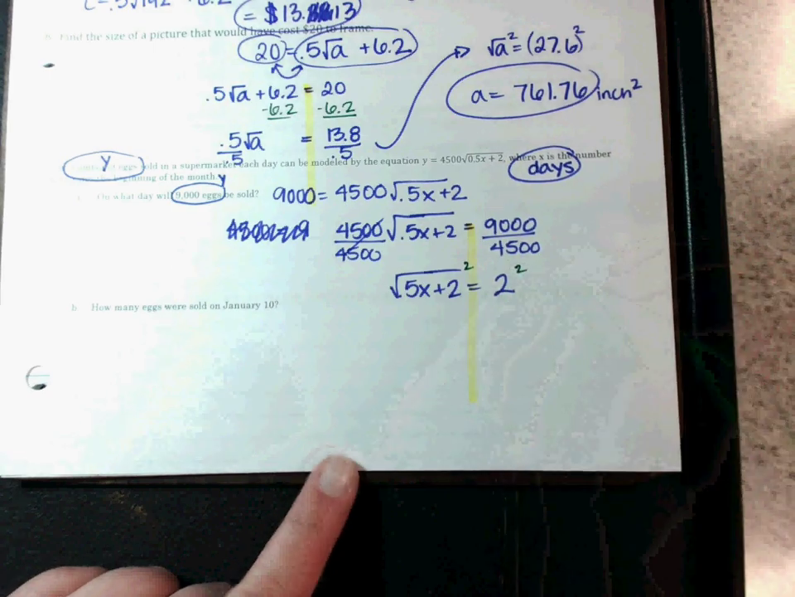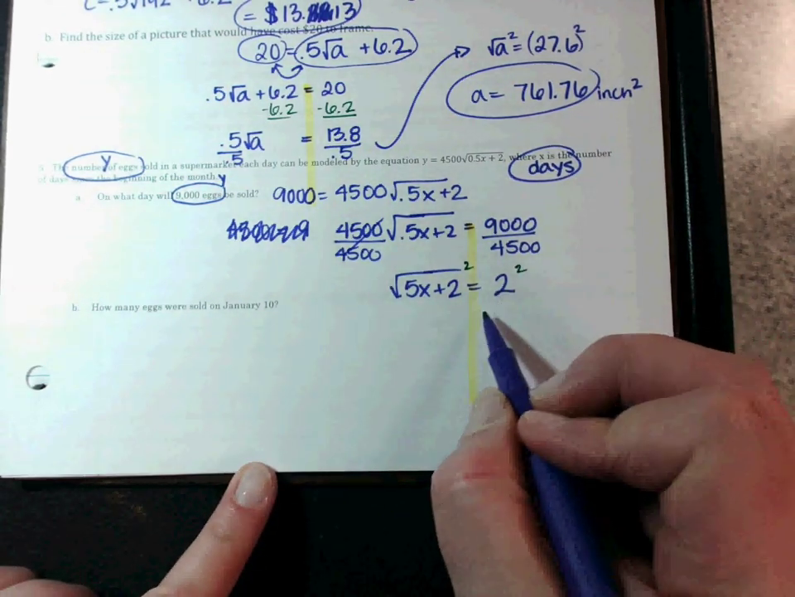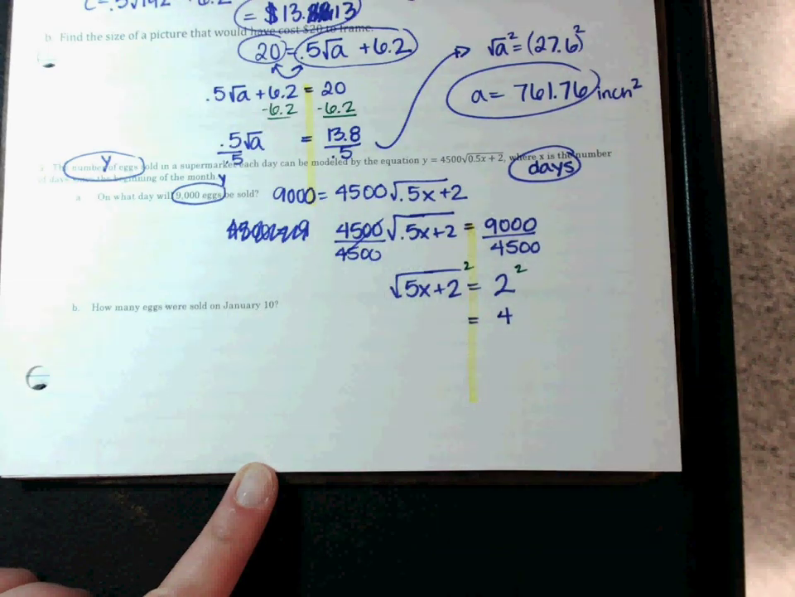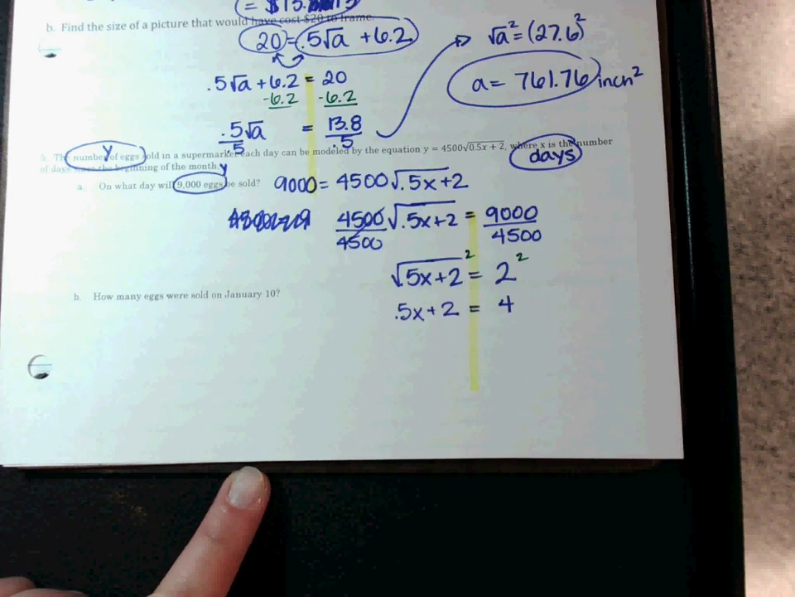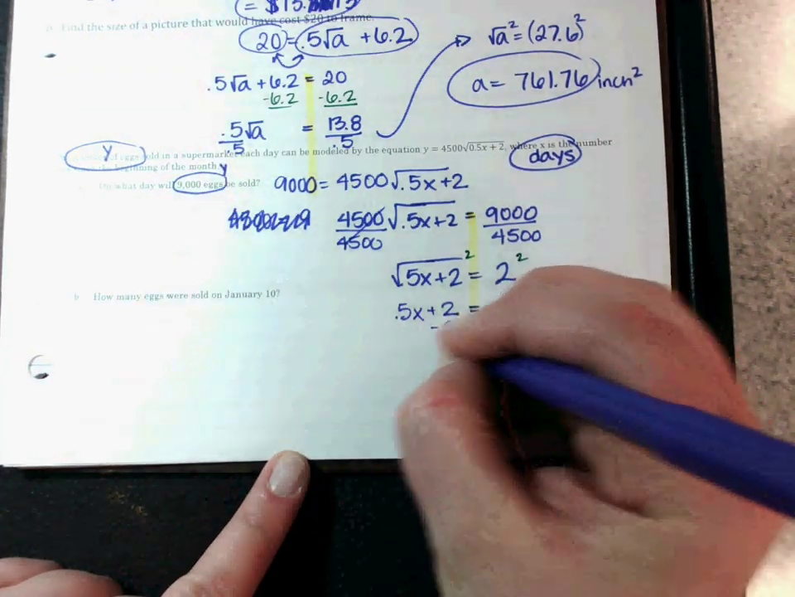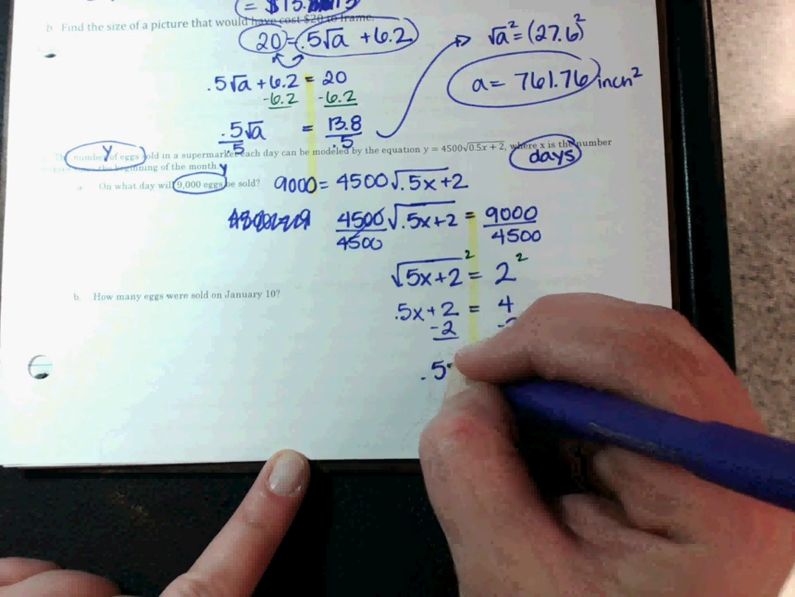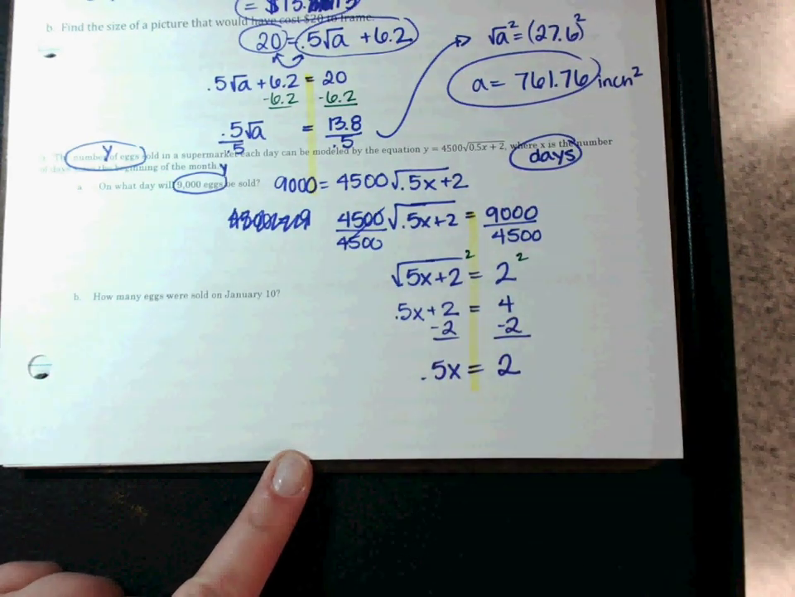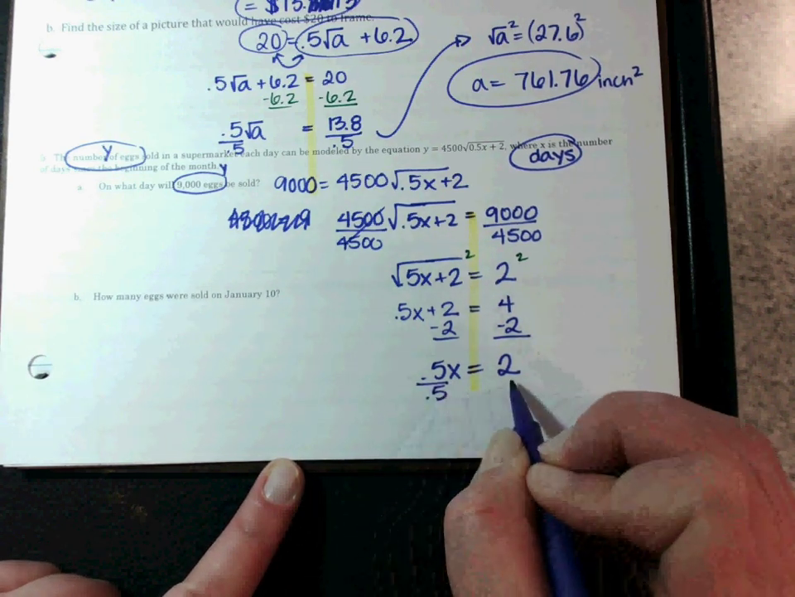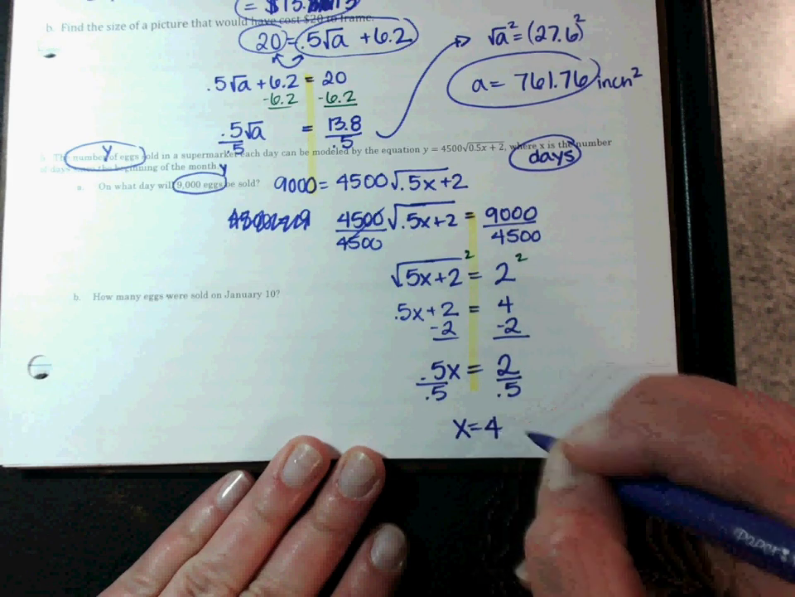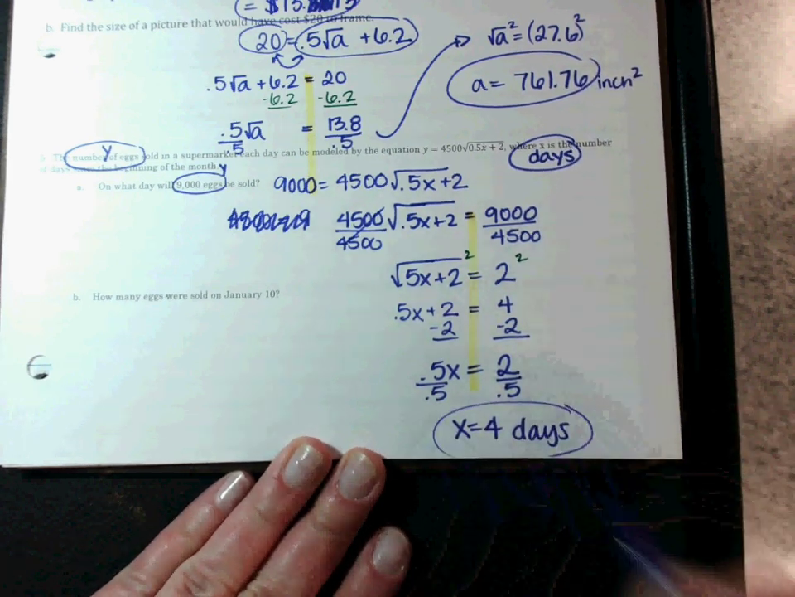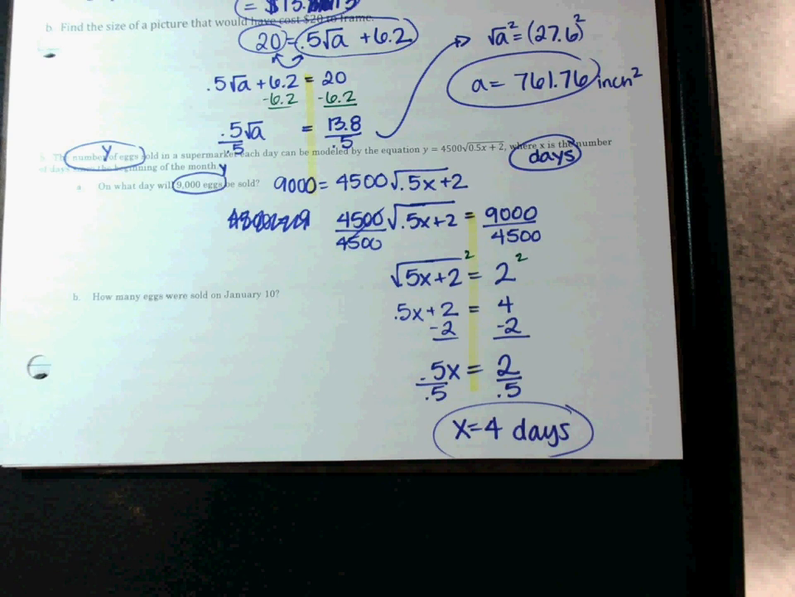Okay, square, square. 2 squared gives me how many over here? 4. And then this is a 0.5x plus 2 left over on the inside. What's my next step? Subtract the 2. 4 minus 2 gives me 2 left over. Last step, divide by 0.5 on both sides. And remember, when you divide by a decimal, it's going to make that number bigger. 2 divided by 0.5 gives me 4, and that would be 4 days. Because remember, that's what X stands for, the number of days.